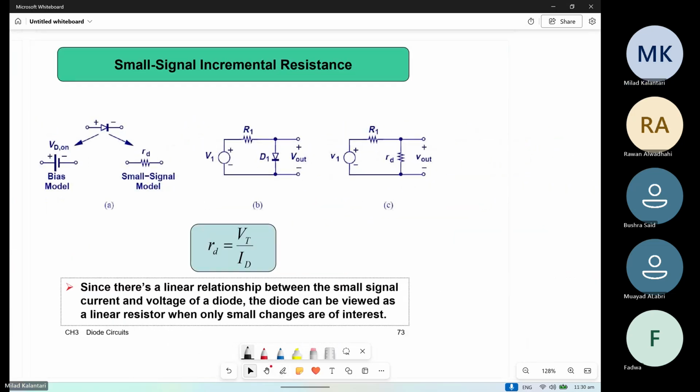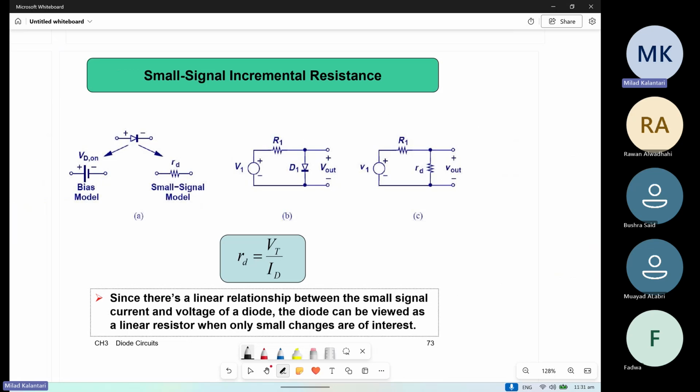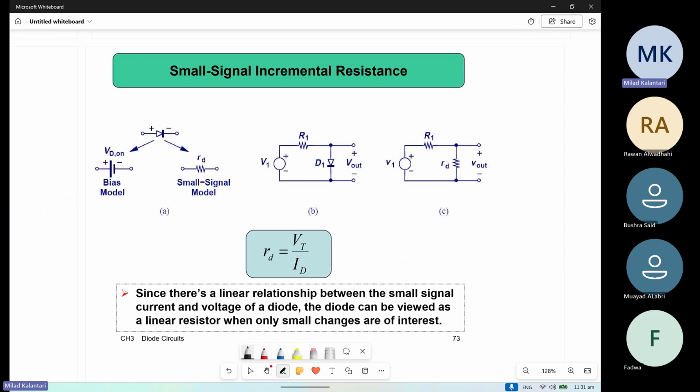So this is again trying to describe whatever we have done so far. It is saying that the diode as a small signal model can be modeled with this resistor. The resistance value can be calculated based on the bias current and the VT.